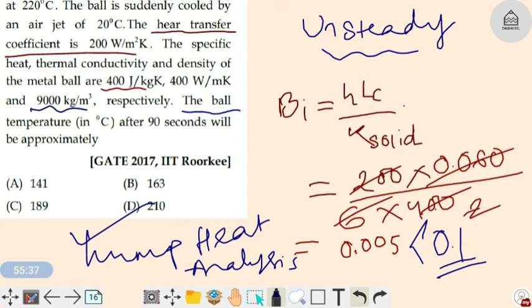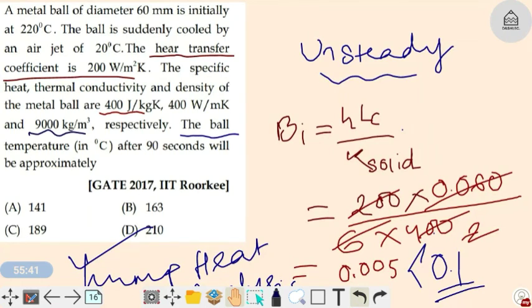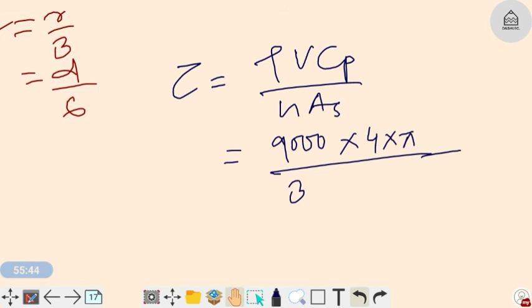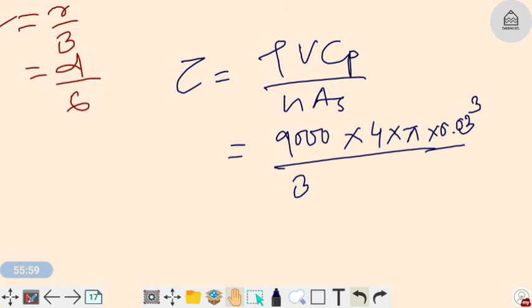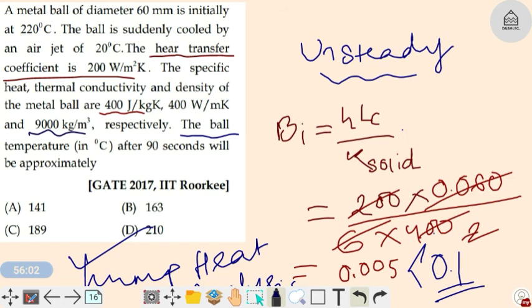R is 30 mm. So r cube is 0.03 cube. Okay, 4 by 3 pi r cube. Now Cp, the specific heat. The specific heat is 400.